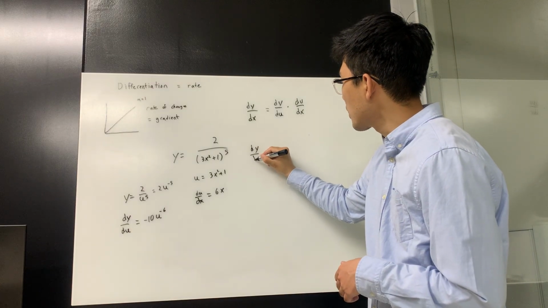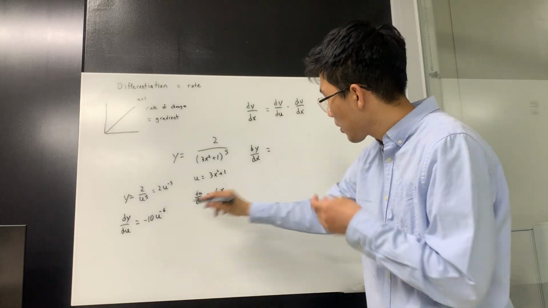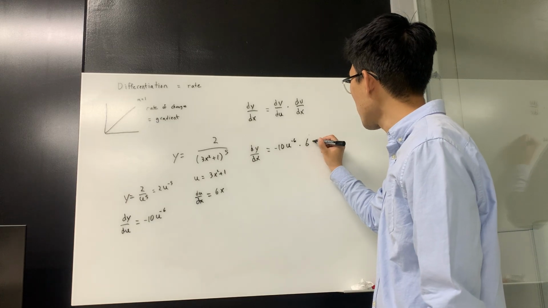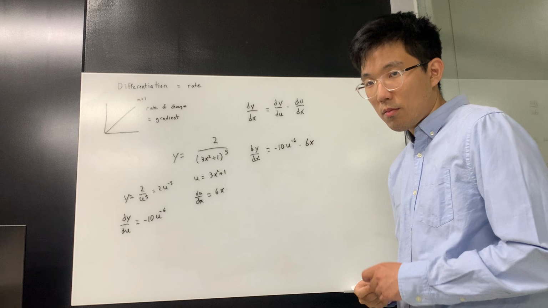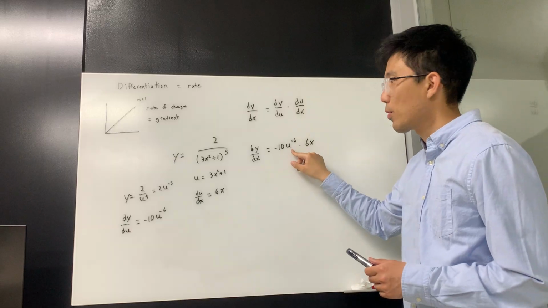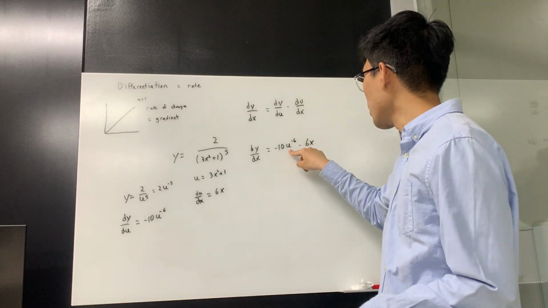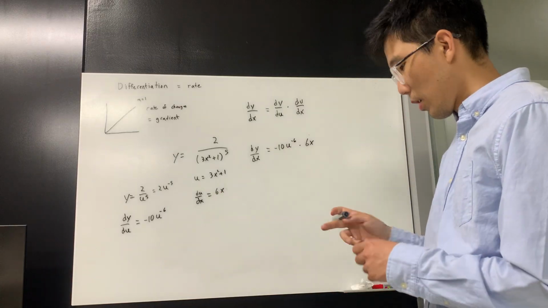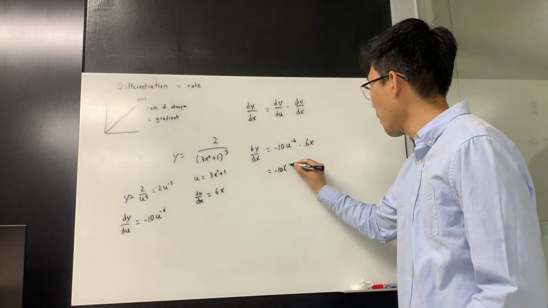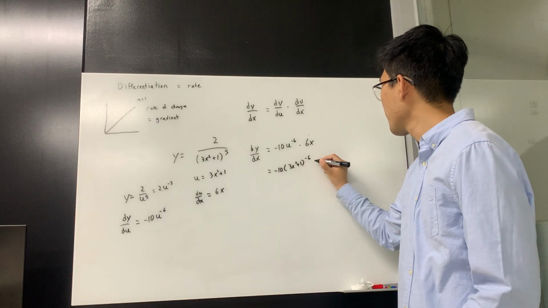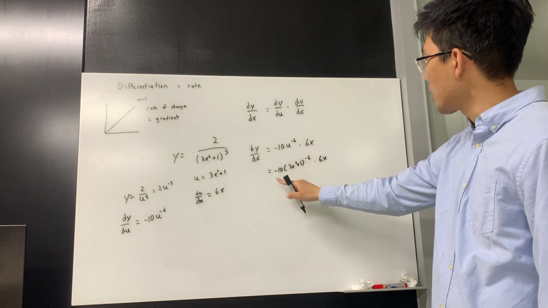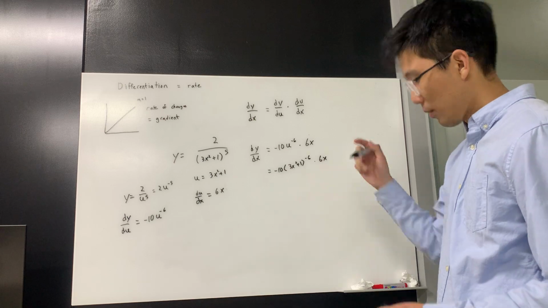dy over dx is equal to dy over du, which is negative 10 u to the negative 6, times du over dx, which is 6x. Okay? It's easy to stop here, but you shouldn't be stopping here because the question doesn't define the u for you. You define the u, so you need to let them know what u is. So let's plug in. What is u? 3x squared plus 1, to the negative 6, times 6x. If you want to simplify, you can put this in the front, negative 60x times blah.